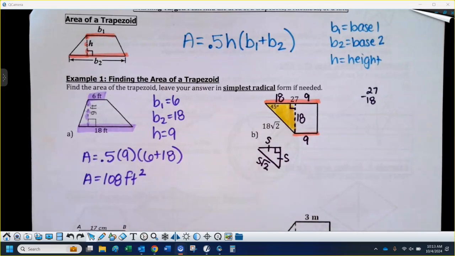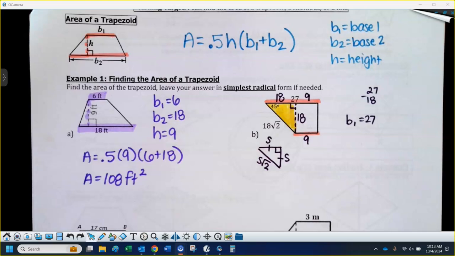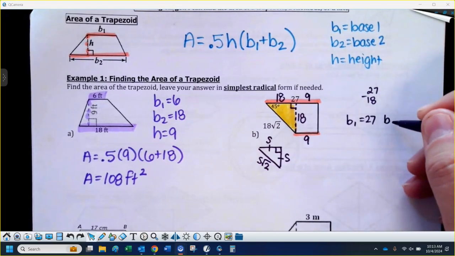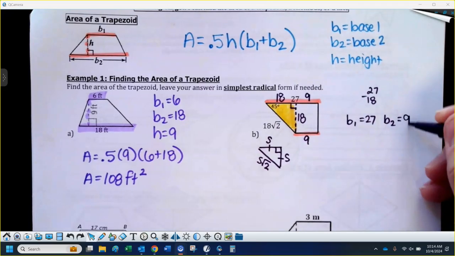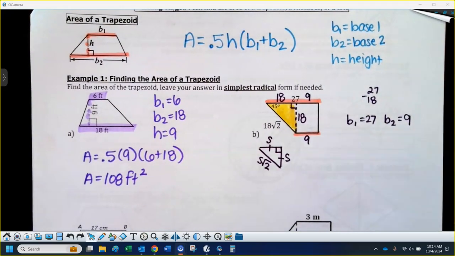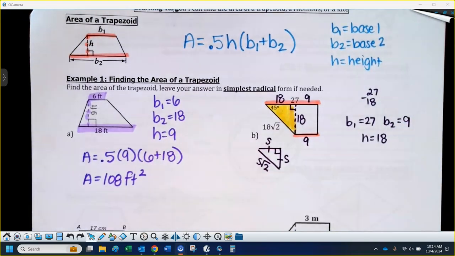Okay, so I'm just going to write the information. So one of the bases was 27. We could see that when we started the problem. The other base, once we figured out that 45, 45, 90, we can figure out is 9. It doesn't matter which one you label which. And the height is actually a leg in that 45, 45, 90 triangle also. So that's just 18. Once you have that, you're golden. You're just going to plug it into that area formula.